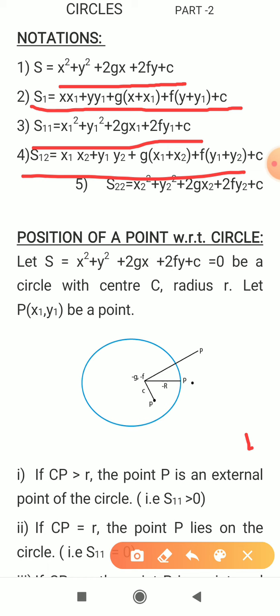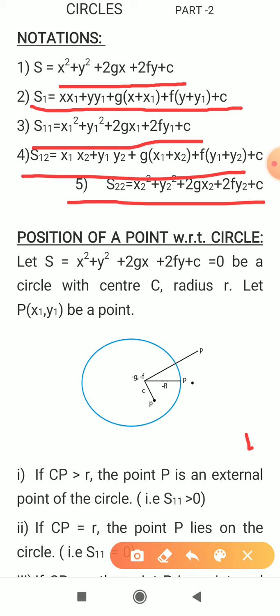In the same manner of S11. In S11 there are x1, y1. So S11 is x1 square plus y1 square plus 2gx1 plus 2fy1 plus c. Here S22: put 2 in the place of 1 of S11. We have x2 square plus y2 square plus 2gx2 plus 2fy2 plus c. This is S22. These are the notations. These notations are very important in our next parts.